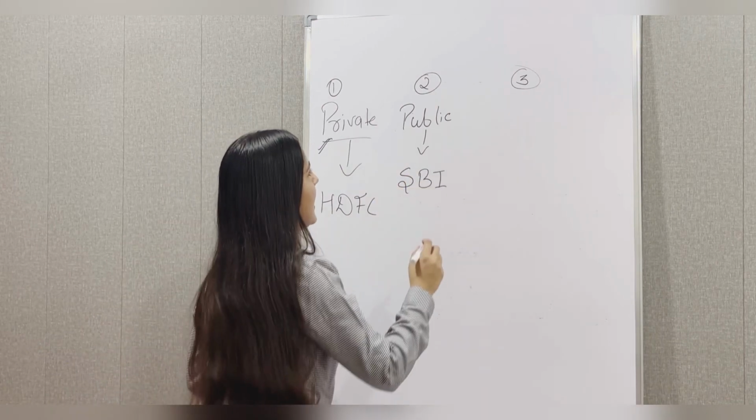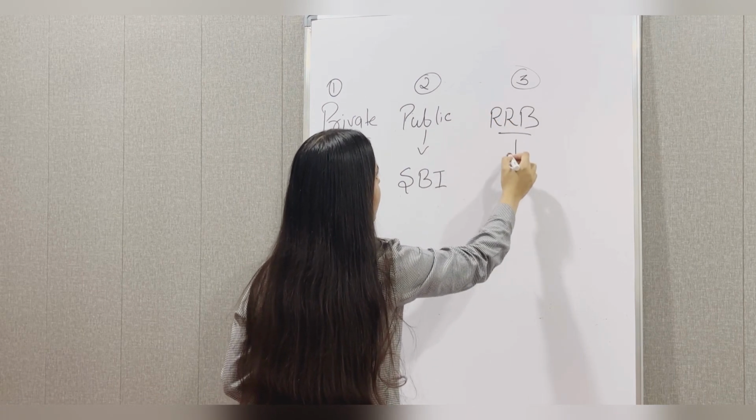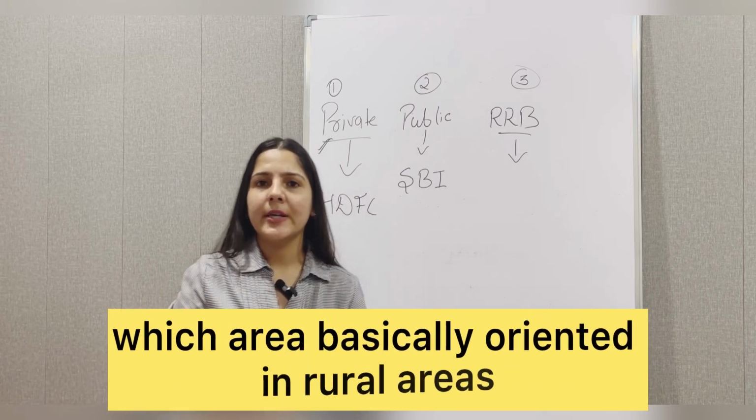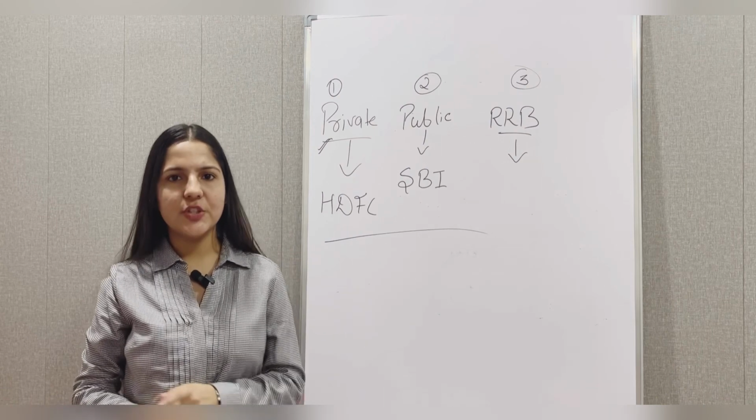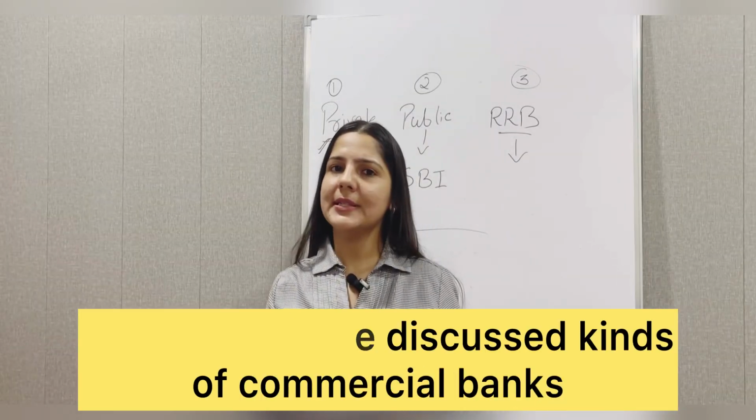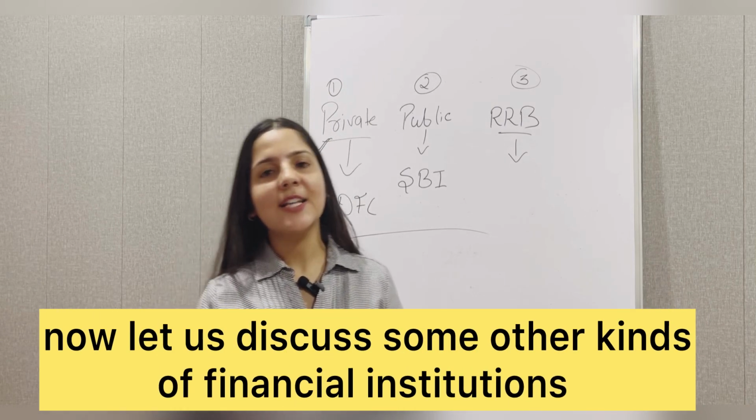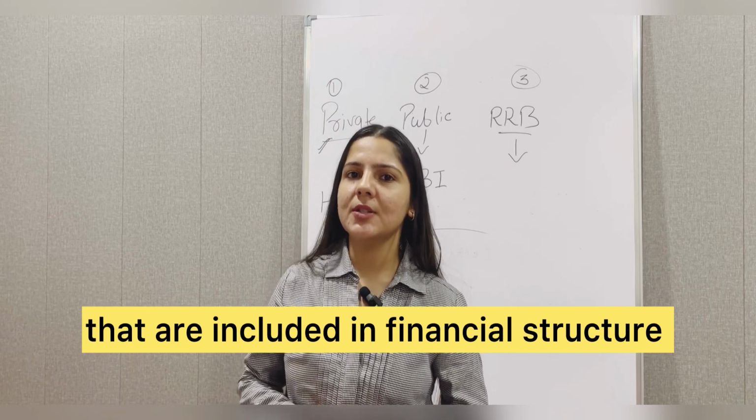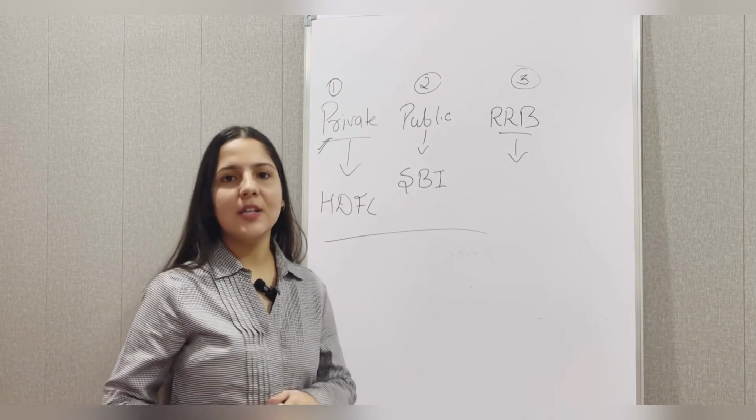The third category of banks that we discuss is RRB, that is regional rural banks. These are government sponsored banks which are basically oriented towards rural areas. So these are the kinds of commercial banks. Here we have discussed commercial banks and their types. Now let us discuss some other kinds of financial institutions that are included in the financial structure. After that we are going to discuss types of financial markets.